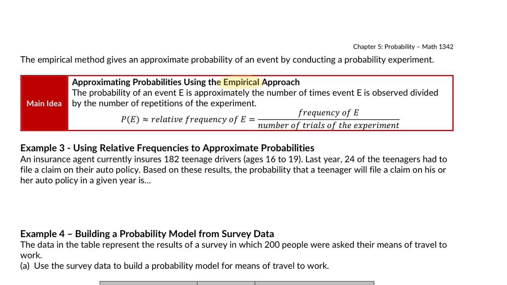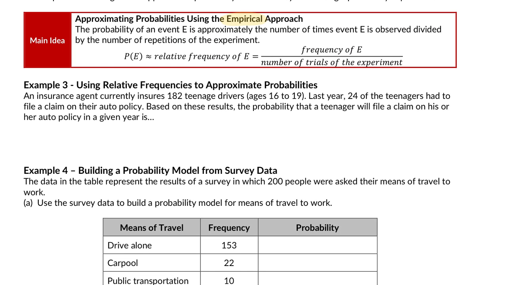So in example 3, let's go ahead and try it. It says an insurance agent currently insures 182 teenage drivers from 16 to 19. Last year, 24 of the teenagers had to file a claim on their auto policy. Based on these results, the probability that a teenager will file a claim on his or her auto policy in a given year is, here's how we write this. We will say the probability of the event, a teen files a claim, will be approximately equal to the relative frequency.